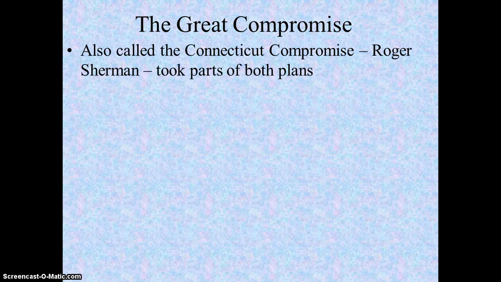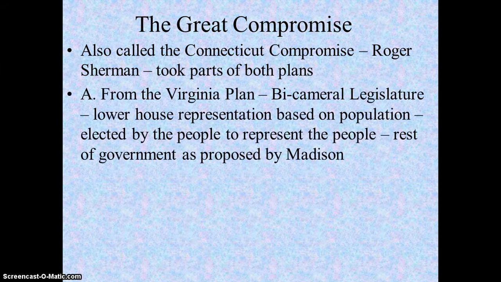What to do? There's going to be a Great Compromise, also called the Connecticut Compromise, by Roger Sherman. It took parts of both plans, mostly from the Virginia Plan. From the Virginia Plan, it'd be bicameral, bi meaning 2, with lower house representation based on population, elected by the people to represent the people. The rest of the government is as proposed by Madison.